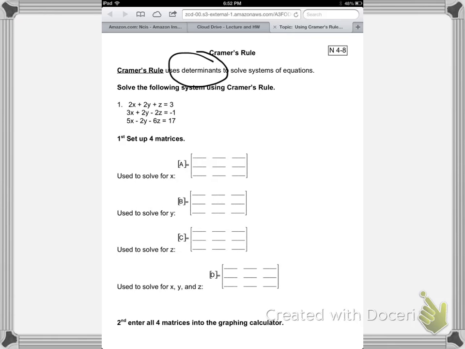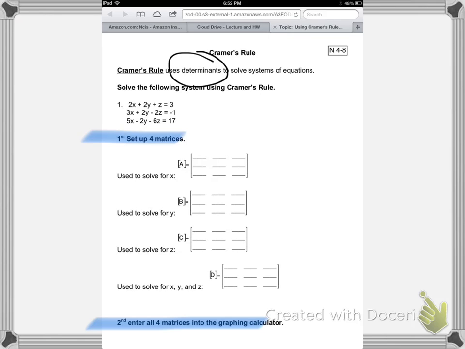Now we're going to set these up. You're going to set up 4 matrices. That's your first instruction. Set up 4 matrices and enter all of them in the graphing calculator under A, B, C, and D.